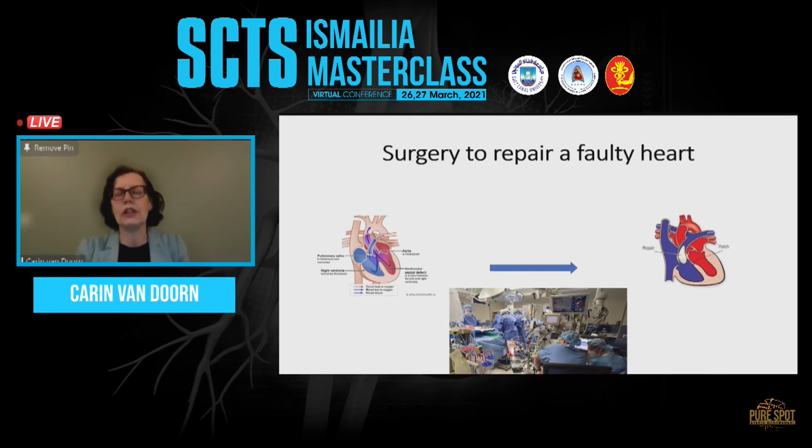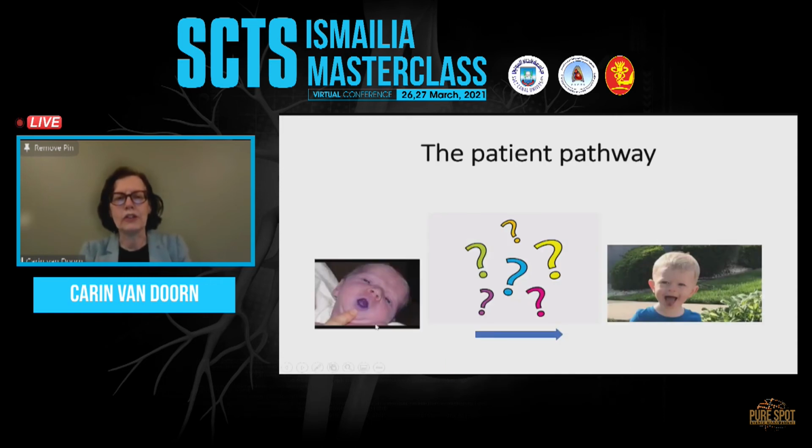As cardiac surgeons, we're very familiar with looking at the heart, and here's an image of a tetralogy of Fallot. This patient, or in our view, this heart, goes to the operating theater, and then we repair the heart. But that is only half the story, because ultimately the pathway starts here with this blue baby, and a lot needs to happen before we ultimately end up with the healthy child.